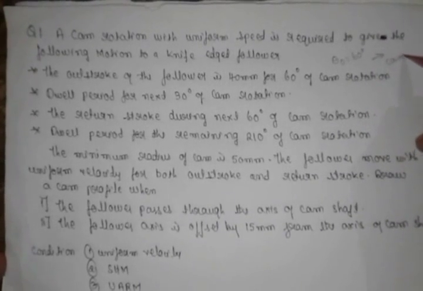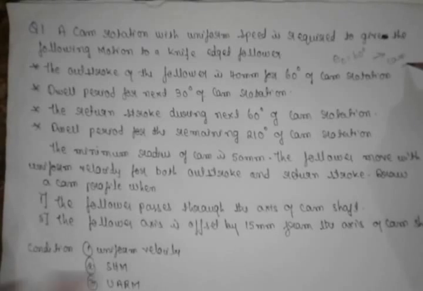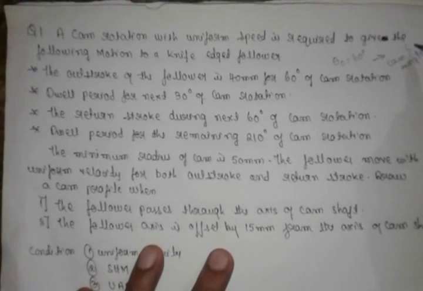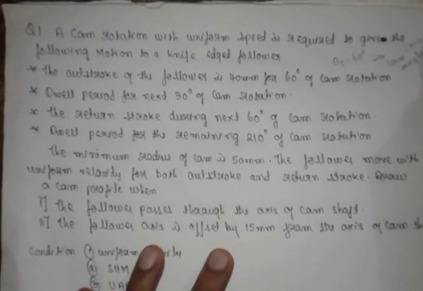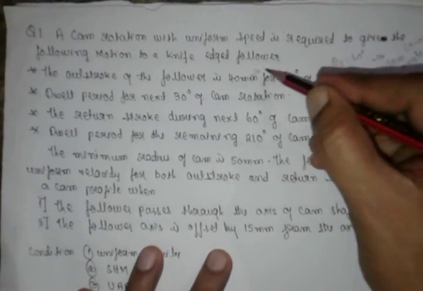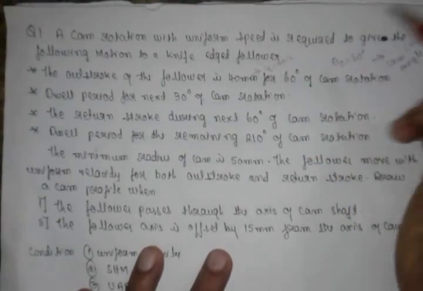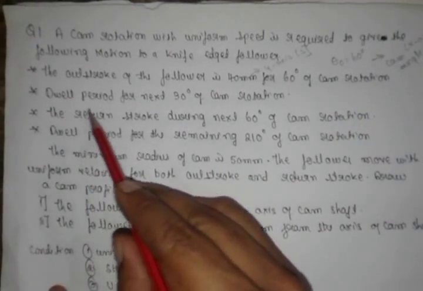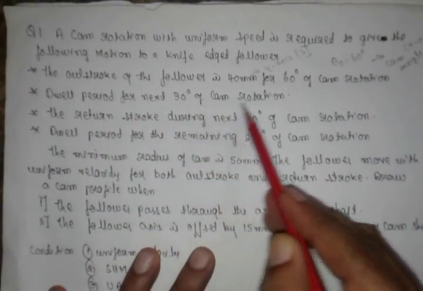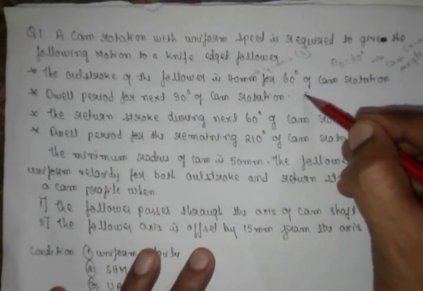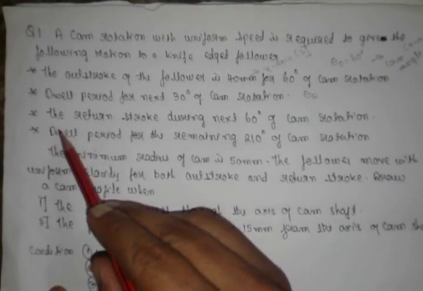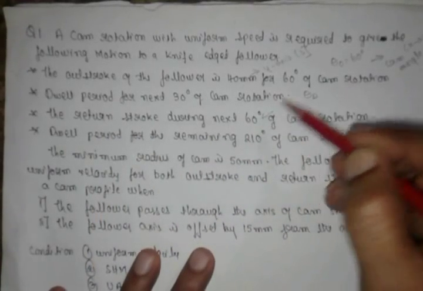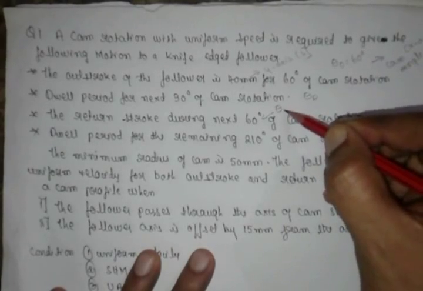Along the cam angle theta, that is along the x-axis, and along the y-axis they have given 40 mm, which we consider as S. The dwell for the next 30 degrees of the cam rotation is given, as theta d. The return stroke during the next 60 degrees of the cam rotation is given here as theta r.